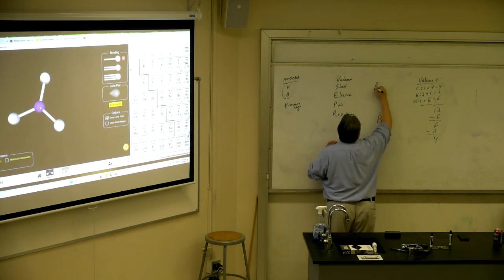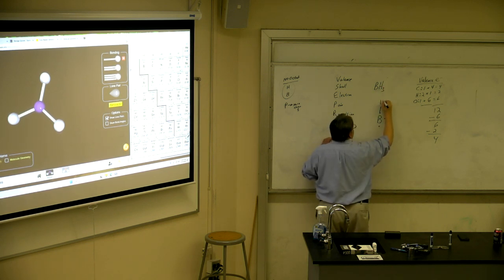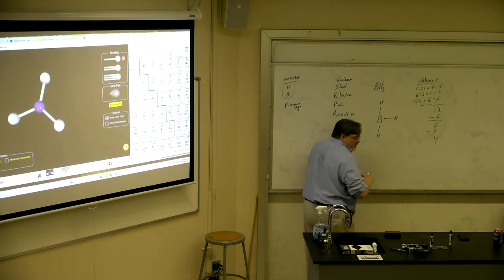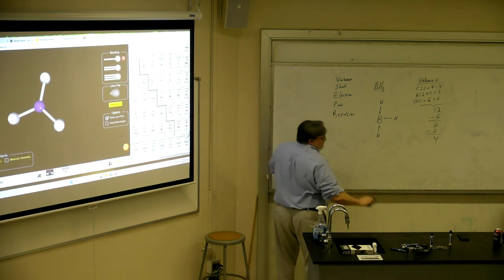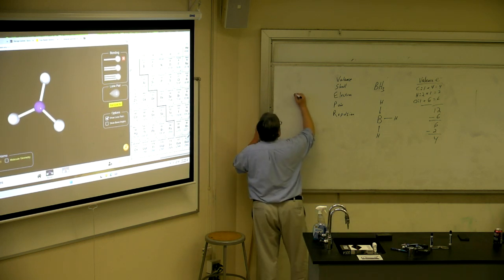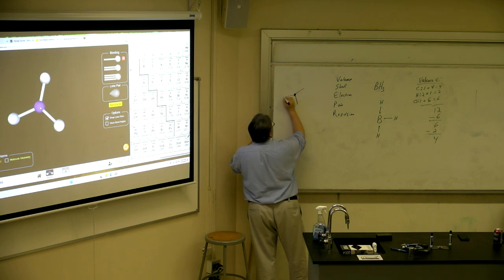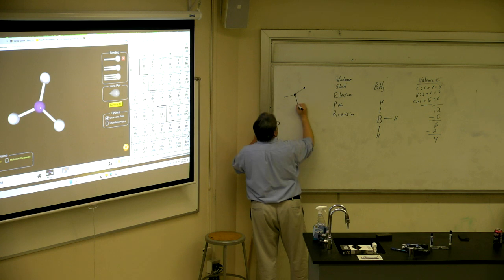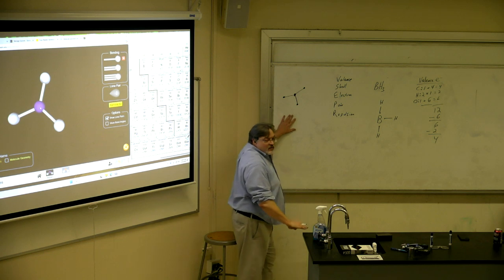And if I was doing BH3, I would have the hydrogens here. So that would be a valid Lewis structure. That's perfect. Sketch it. A better representation of it, I can actually draw this on the board.